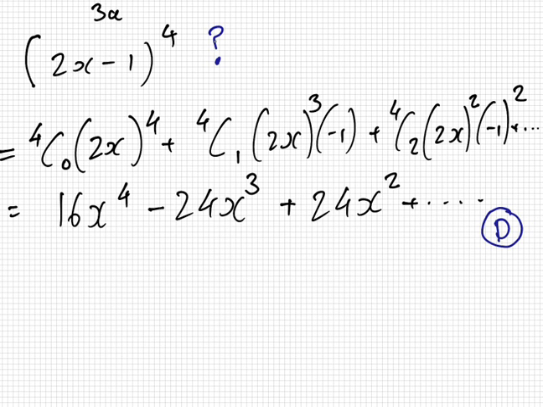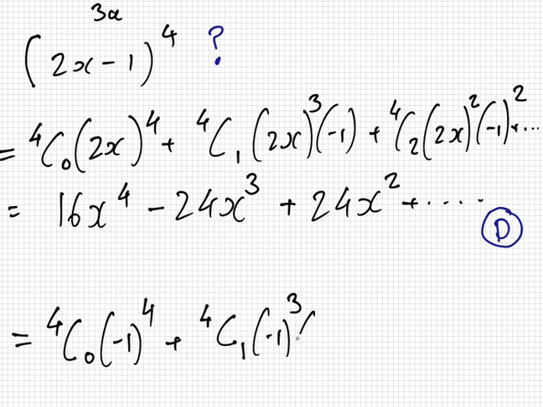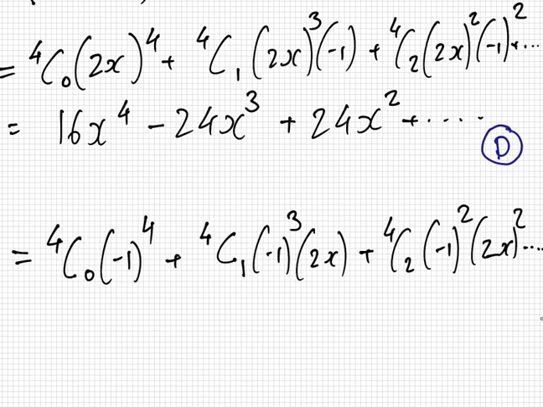You're allowed to start from the front or the back. So if you wanted the other way around, you should start at the minus 1. So you get 4c0 minus 1 power 4 plus 4c1 minus 1 cubed 2x plus 4c2 minus 1 squared 2x squared. So that would be 1 plus, no, minus 8.